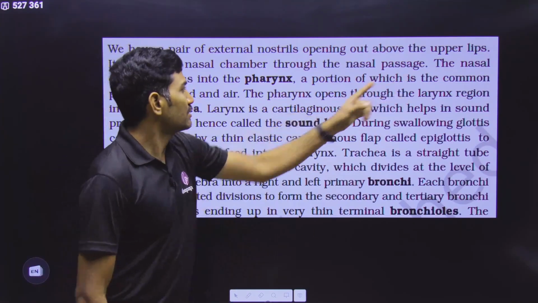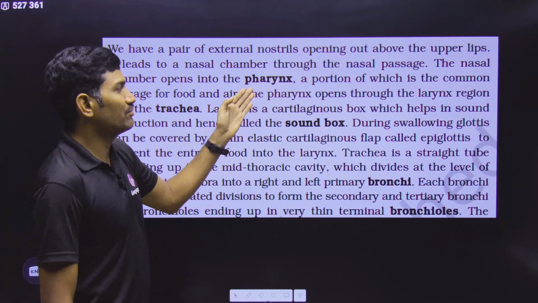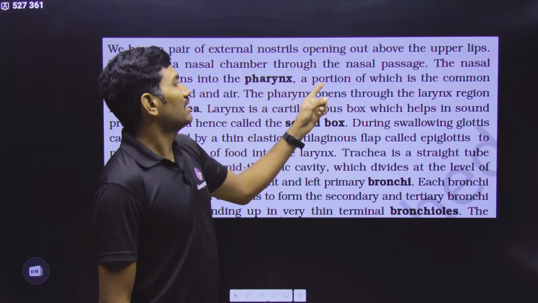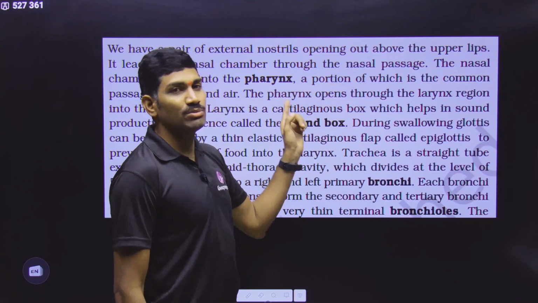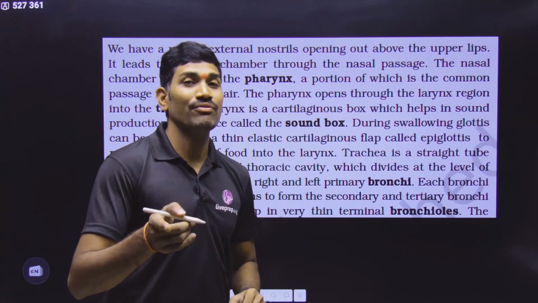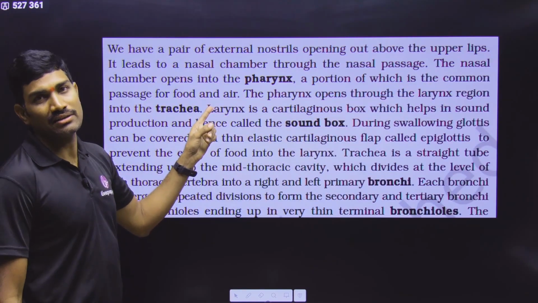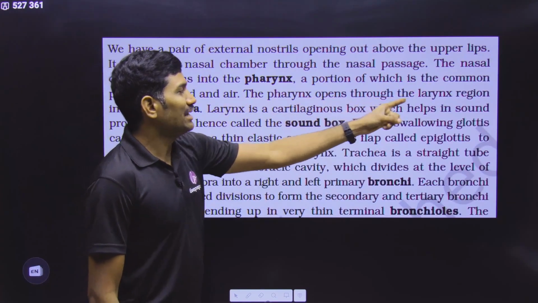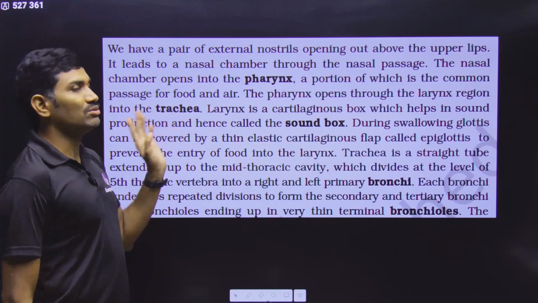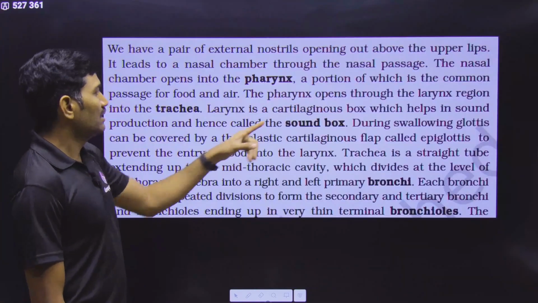Next one. The nasal chamber opens into the pharynx. So this nasal chamber is opening into the pharynx, and a portion of the pharynx, which pharynx? Hypopharynx, laryngopharynx. Yes or no? That is the common passage for both food and air. Next one. The pharynx opens through the larynx region into the trachea. So after the pharynx, the larynx is opening into the trachea.